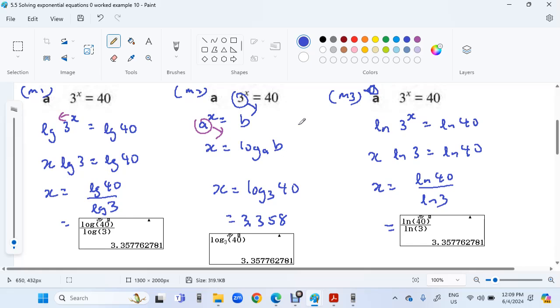But sometimes if I want to solve the question fast, then I will use the second method, because I can solve it in 2 steps only. So x is log base 3 of 40. But some of the students don't know how to handle this, so it's safe to use the third method. And when we go to more complicated questions, we cannot use the second method. We have to use the third method.